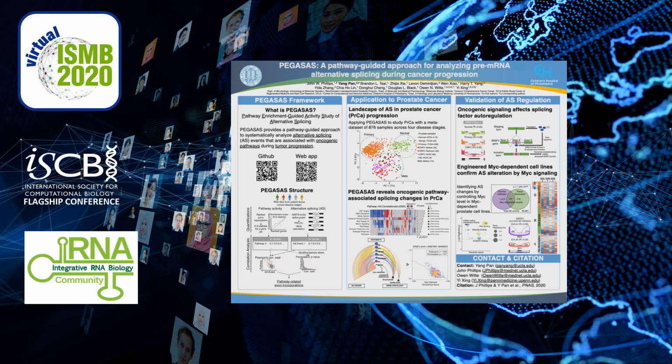But what remains challenging is the interpretation of those hundreds of thousands of splicing events, especially how they are regulated during tumor progression. Over the past decade, people studying cancer genomics have established oncogenic signatures to reflect tumor progression and oncogenic activation. So, by leveraging those oncogenic signatures, we should be able to capture alternate splicing events that are associated with tumor progression. And this is the idea behind the development of PEGASAS.